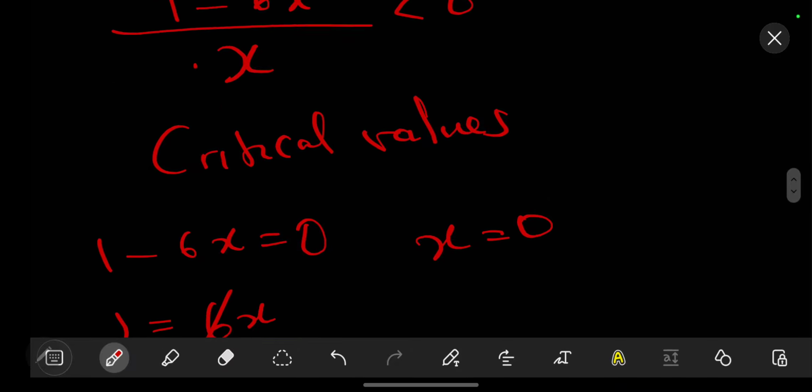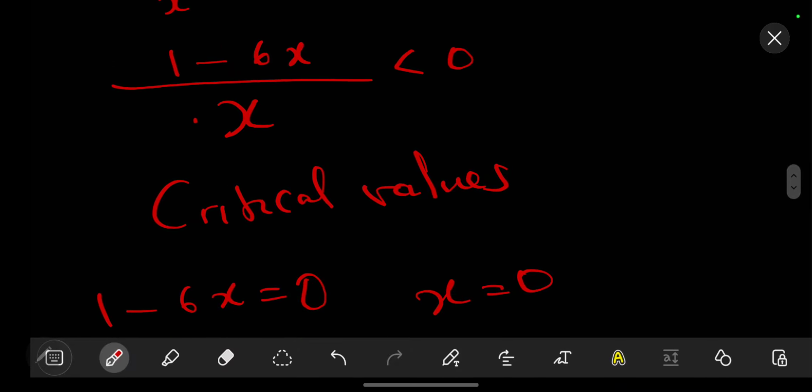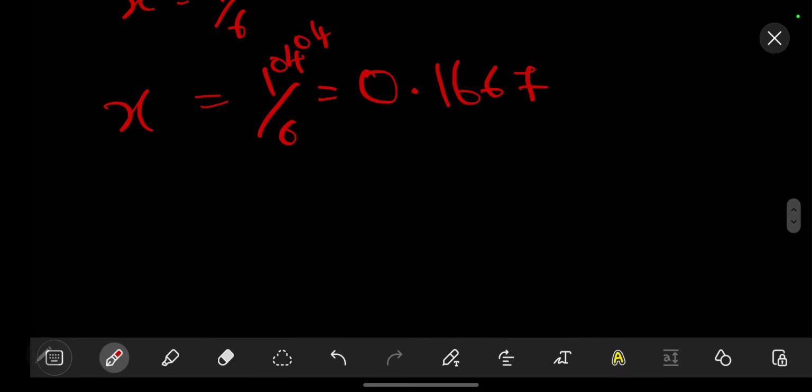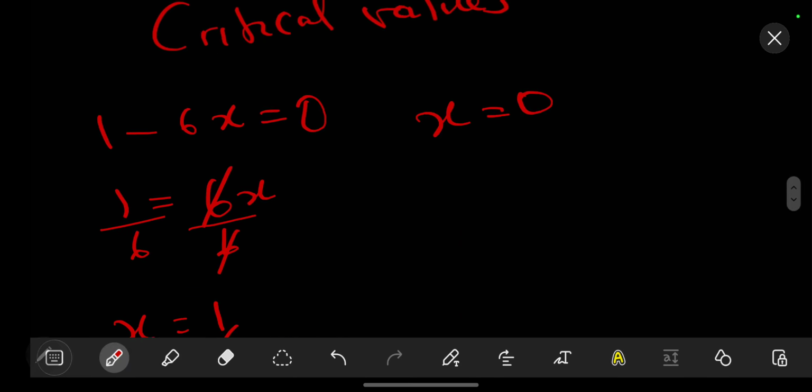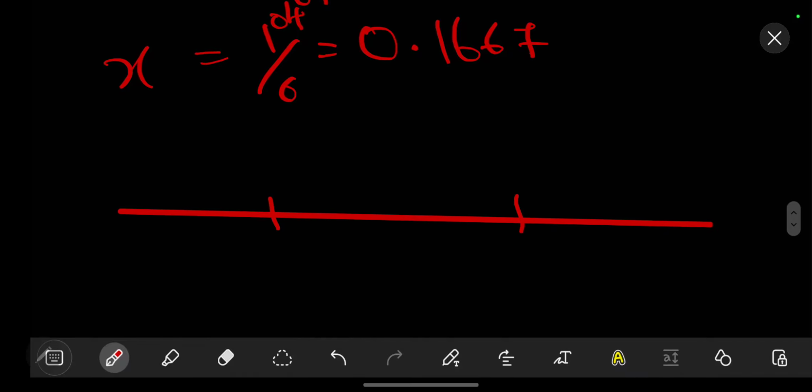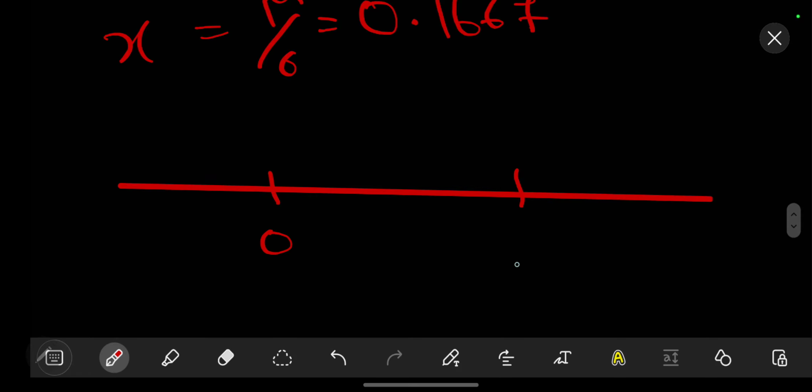The other part is that we also equate the denominator to 0. So we have found our critical values. Just as we were doing in the last video, we had 2 points. Which one is our smallest? Our smallest is 0, then we have 1 over 6 here.